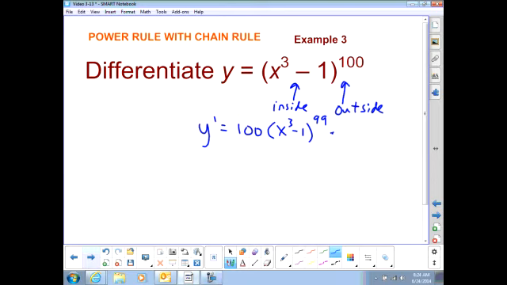Now we'll do times the derivative of the inside. Well, the derivative of the inside is just 3x squared, because the negative 1's derivative is 0. And again, if all they want is the derivative, I'd say just leave it like that. If you wanted to neaten it up, you could write 300x squared times our quantity x cubed minus 1 raised to the 99th. But I would say just leave it like that. It'll make your life easier.